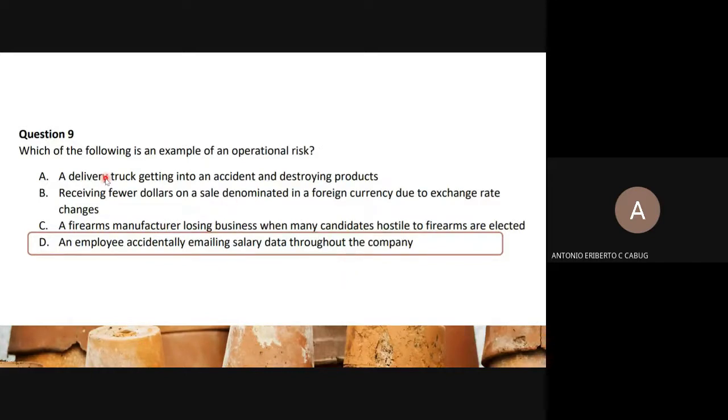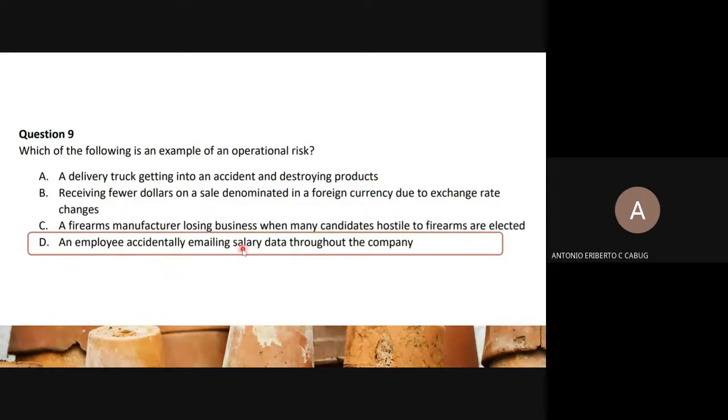Yung letter A kasi, naiintindihan ko naman kayo, no? Kahit papaano yung truck, aksidente yan, no? More of hazard na ito, yung letter A. This is insurable. Usually, yung insurable risk, they are called hazard risk, no? Together with the natural disasters. So although this is not natural, letter A, kahit papaano, kahawig niya yung hazard risk, no? Getting into an accident and destroying the products.